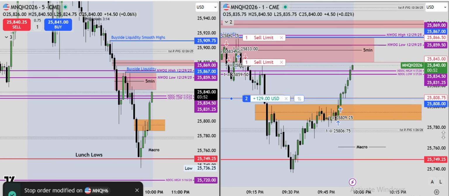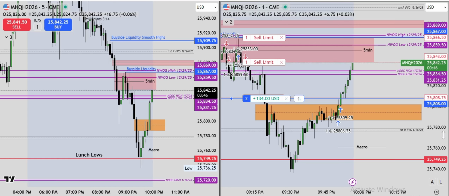So we close above that previous new day opening gap. I like that. We're about to tap the bottom of this 5-minute fair value gap to get our first partial. I've already moved to break even.